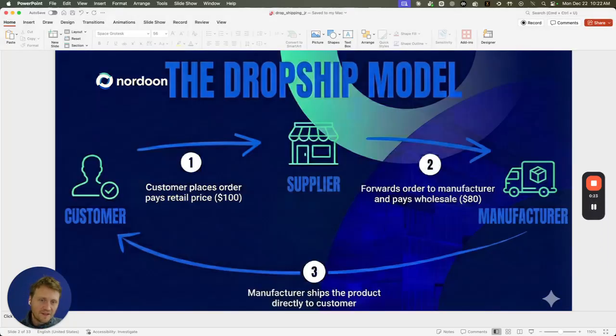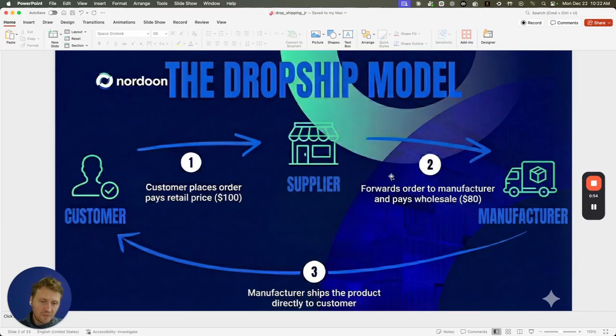First, let's understand the business model. In dropshipping, you have three parties involved in a single transaction. So here's how it works. A customer places an order and pays the retail price. The supplier forwards that order to a manufacturer and pays wholesale. Then the manufacturer ships directly to the customer. The supplier never touches the goods, so they're essentially a middleman handling the commercial relationship.